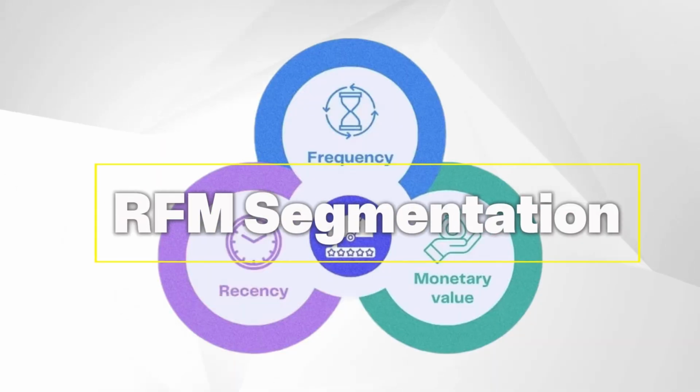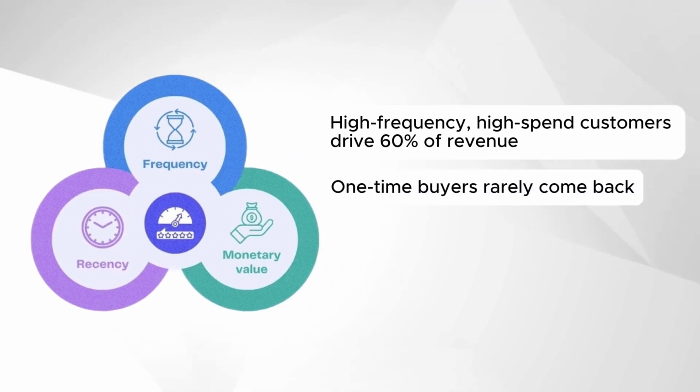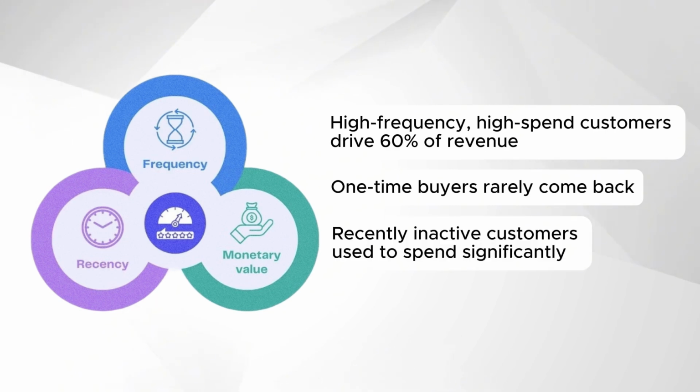Now imagine an online retailer. Revenue looks stable, but growth is slowing. When you apply RFM segmentation, high-frequency, high-spend customers drive 60% of the revenue. One-time buyers rarely come back. Recently inactive customers used to spend significantly. So you find all of these facts. With customer segmentation, you can see very different behavior based on one result.